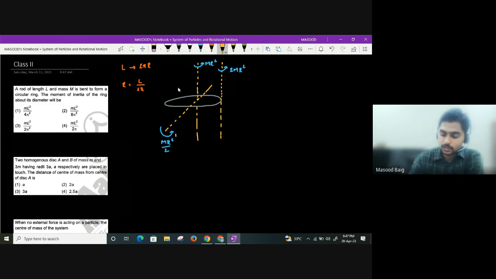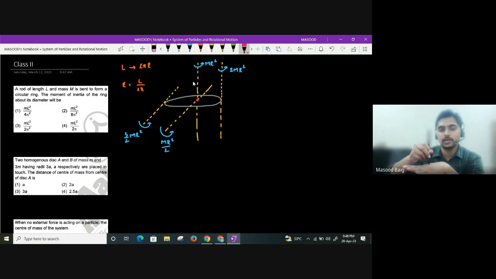And if you take a tangent in the plane, you will get 3 by 2 mr square. These things you should be aware of in the case of a ring. So for a ring, the moment of inertia about an axis passing through the center and perpendicular to the plane will be mr square. Tangent perpendicular to the plane, 2mr square. About any diameter, mr square by 2. Tangent lying in the plane, 3 by 2 mr square.